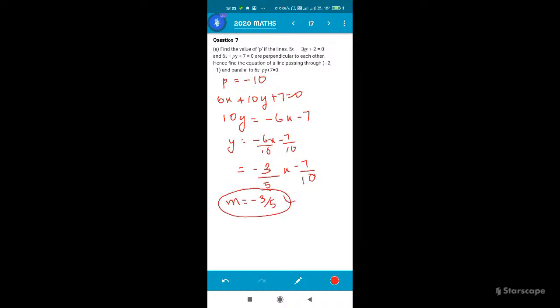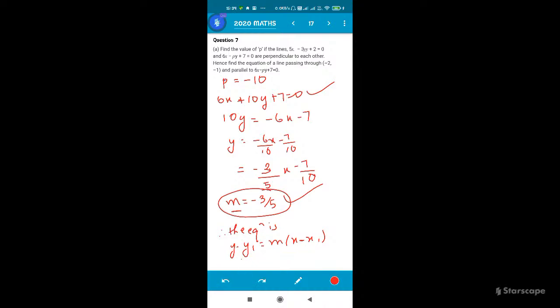Since this equation and the equation which we have to calculate have the same slope because they are parallel to one another, we can directly write that the equation is y minus y1 equals m into x minus x1. I hope you know that for finding the equation of a line which has a single coordinate given to you and the slope is also given, you have to use this particular formula.